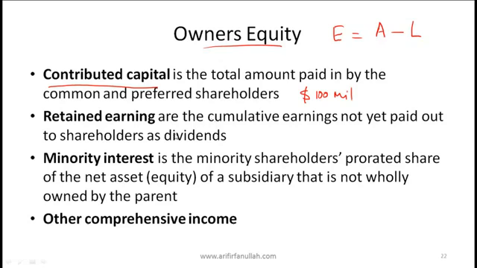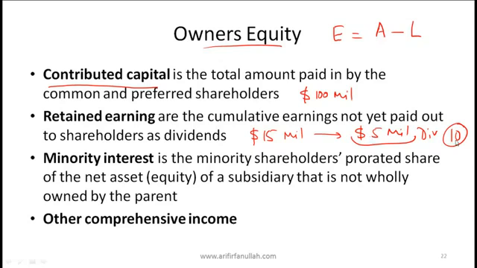Retained earnings are the cumulative earnings not yet paid out to shareholders as dividends. So let's say that this company has been in business for 5 years, and in the last 5 years the company has made profits of 15 million, and from this 15 million, 5 million has been paid out as dividends. So retained earnings is 10 million in this case. Why is it 10 million? Because total earnings were 15, 5 million paid out to the shareholders. So what the company has retained is 10 million.